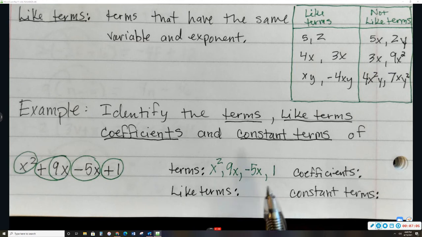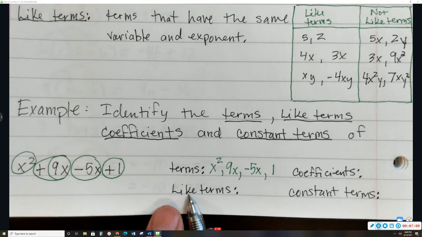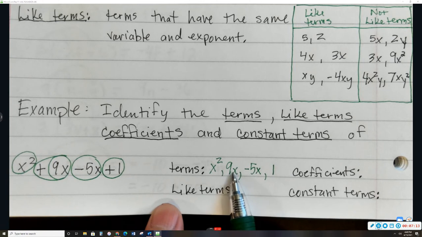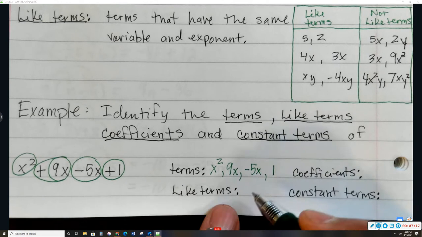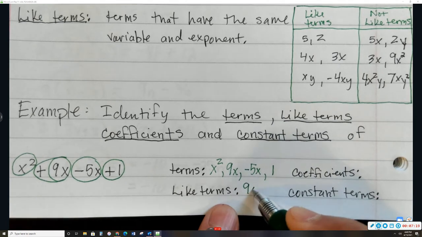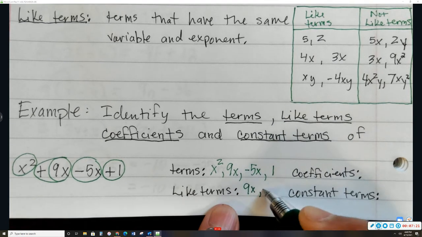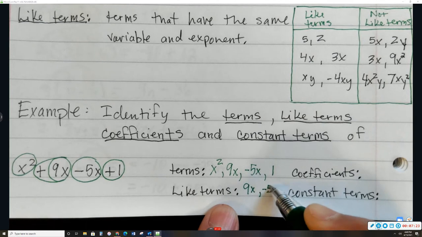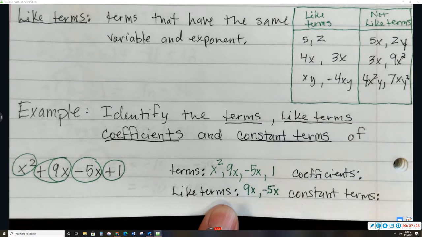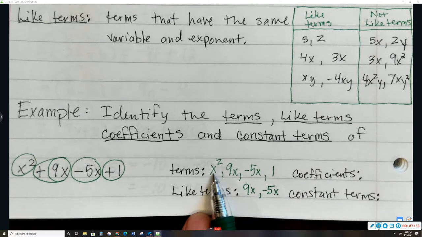And then if we want to find the like terms, they are the ones that have the exact same letter and variable and exponent. So these two are the like terms. 9x and minus 5x. Those are the ones that are exactly the same. Okay, as far as the letter is concerned. You do not include that one.